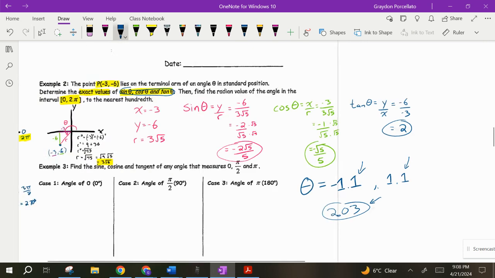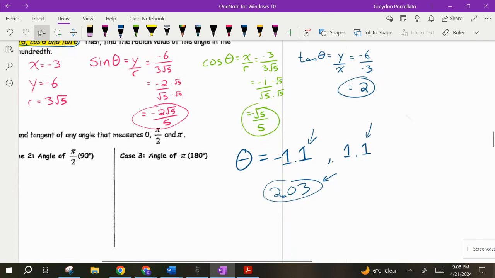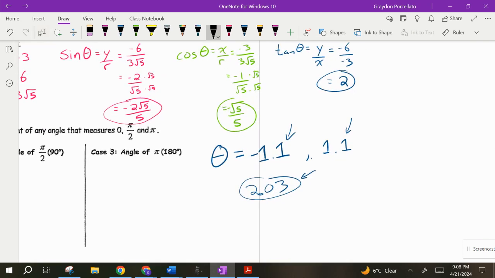Well, let's look at our Cartesian again. Let's bring back our Cartesian and draw where our angle is. Let's draw in our theta. So we're actually looking for this angle here. So how do we determine what that angle is?